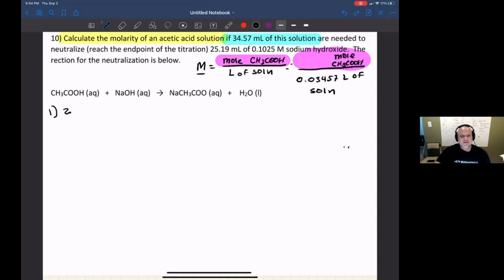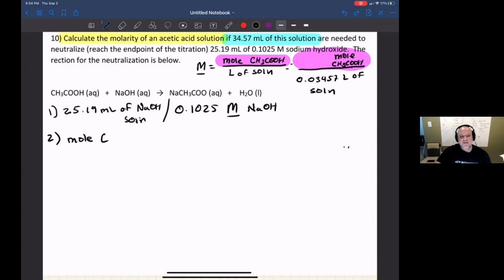So what's the plan then? We'll take some of the information that's left. I'm going to ignore the 34.57 milliliters of solution because we already know where we're going to use that. We don't need to use it in this stoichiometric planning, but we do have two other pieces of information we need to deal with: the milliliters of sodium hydroxide solution, and the molarity of the sodium hydroxide solution. We need to ultimately, as we just figured out, calculate the molarity. And in order to do that, we need the moles of acetic acid.